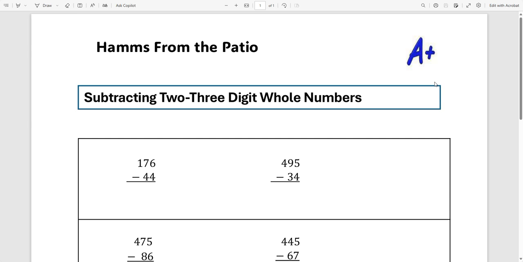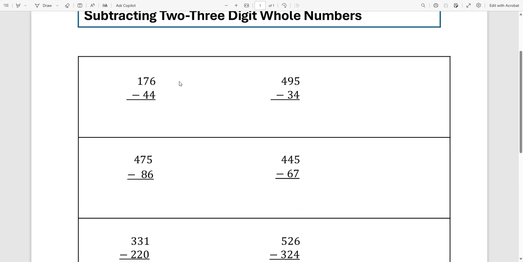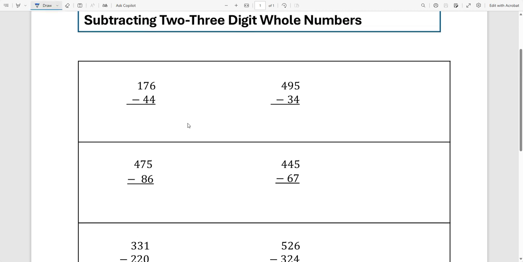When subtracting 2 and 3 digit whole numbers, if your questions are not already lined up by place value, the tens, the ones, and the hundreds, and so forth, then I have these already lined up. But if your problems are presented to you horizontally, then you can line them up according to place value. For example, if this question was given to you as 176 minus 44, then we can line it up by the ones place, which is the 6 and the 4, the tens place, the 7 and the 4, and the hundreds, and so forth if you have larger numbers.